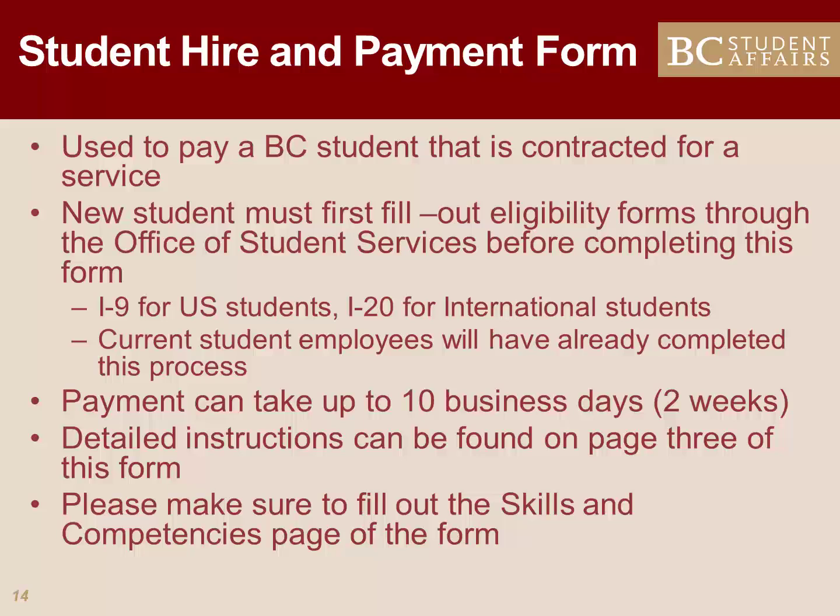For both the student hire form and the student hire and payment form, please ensure that the student hire has filled out an I-9 form or an I-20 form through the Office of Student Services before submitting paperwork. Current student employees will have already completed this process. This form should not be used for reimbursements or award and can take up to 10 business days or 2 weeks to process if sufficient information is provided. Please make sure to fill out the skills and competencies page of the form.